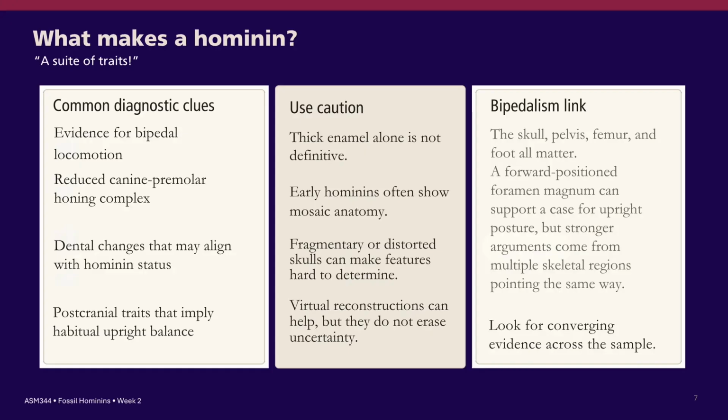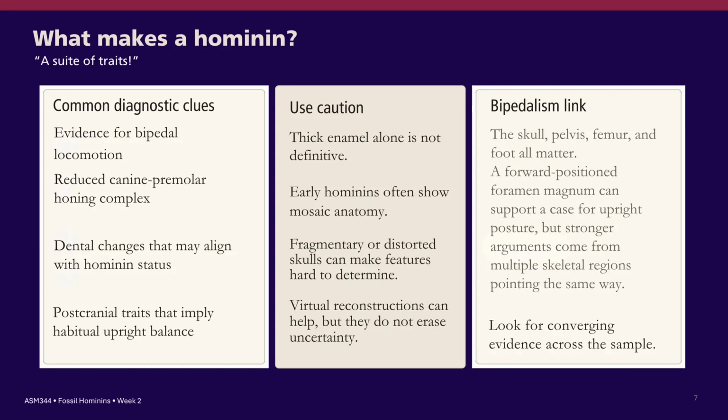In fossils such as Sahelanthropus and Ardipithecus, the position and angulation of the foramen magnum have been used as part of the argument for hominin affinity. But we should be cautious. Some of these fossils are fragmentary, distorted, and sometimes known partly through virtual reconstruction.